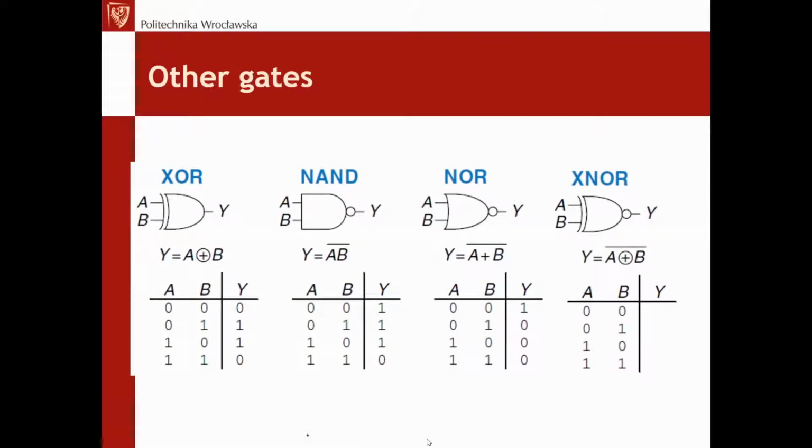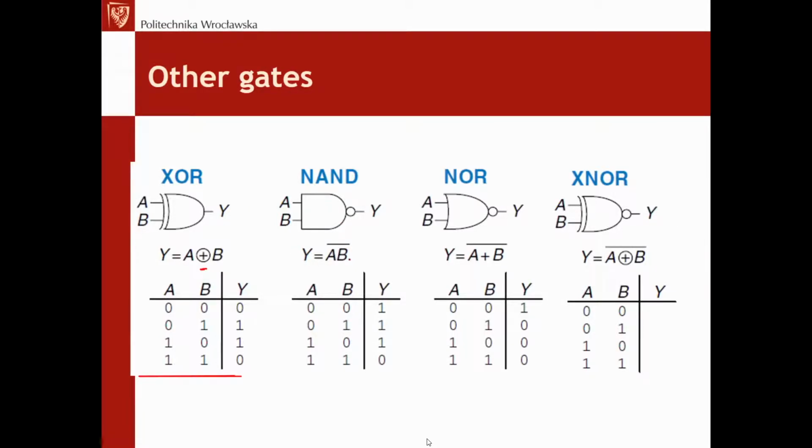Also, we have a couple of other gates which we use in logic circuitry. So we have the XOR gate with a plus in a circle. This gate is actually much more similar to standard arithmetic addition, because 0 XOR 0 is 0, 0 XOR 1 is 1, 1 XOR 0 is 1, and 1 XOR 1 is 0, because that's what we would expect. So the XOR gate is more similar to addition than OR.